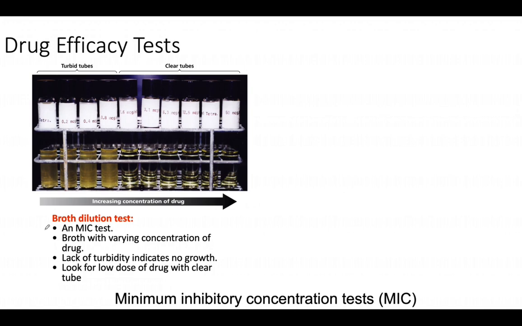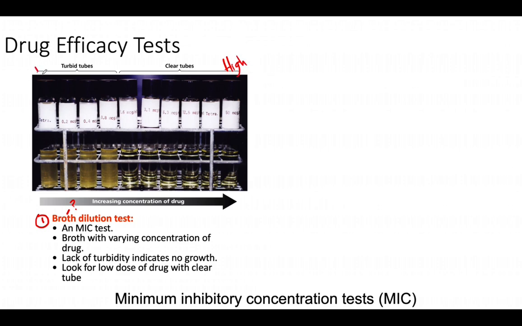Okay, so the first test that we're going to talk about is called a broth dilution test. Remember what broth means: it's just a liquid culture media. In each one of these tubes, there's broth. What's different about them is there's an increasing amount of a certain antibiotic drug going from left to right. And so this is going to be the highest dose that you're testing.